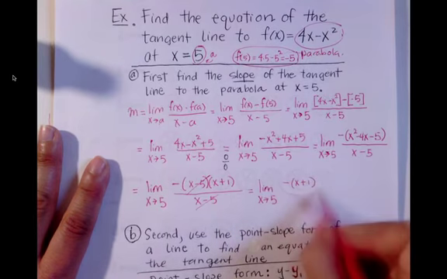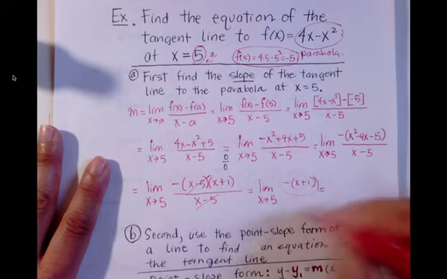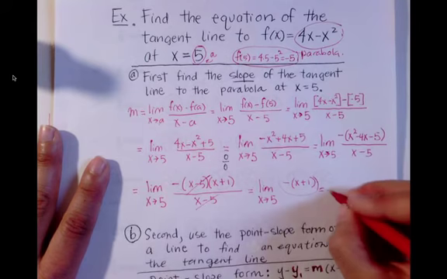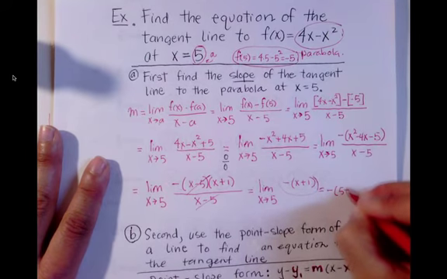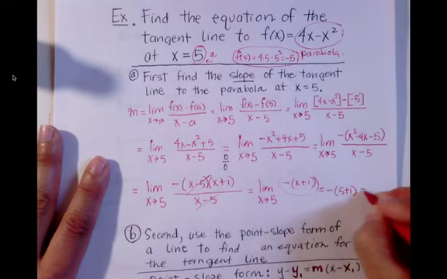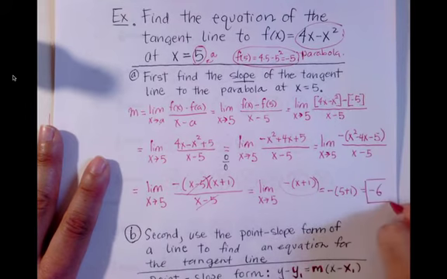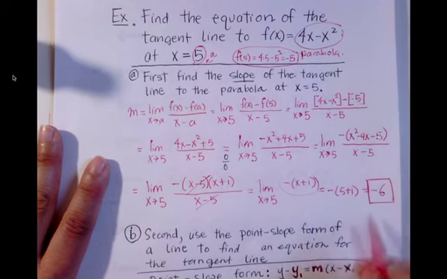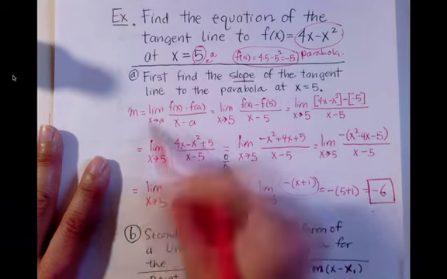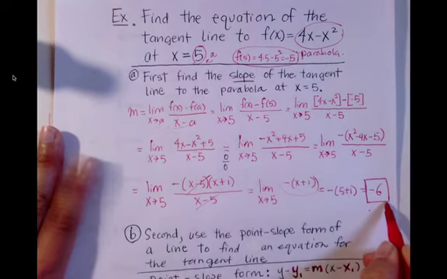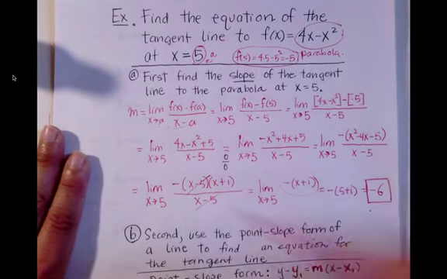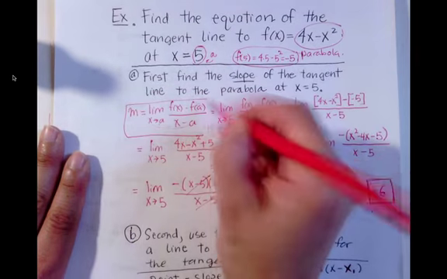Now this is just a line, a polynomial, so I can use the direct substitution property to find the limit, and I find that this is equal to negative 6. So the slope of my tangent line is negative 6. And here I'm just using that definition.